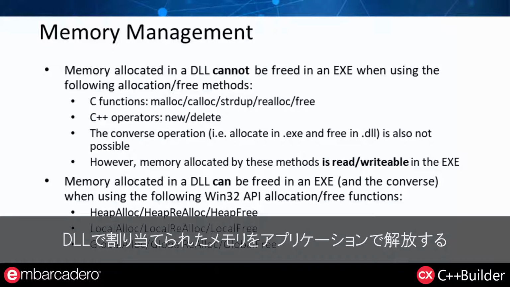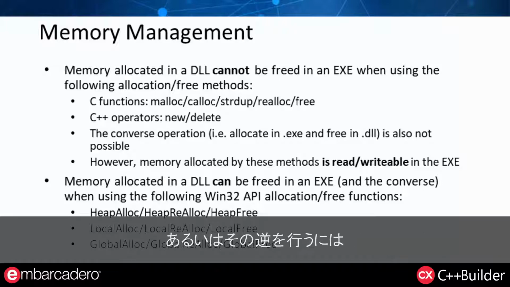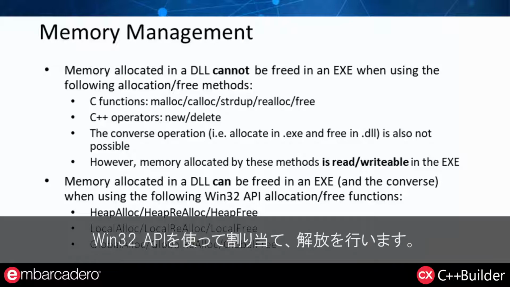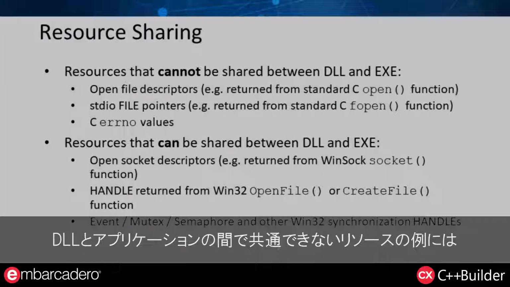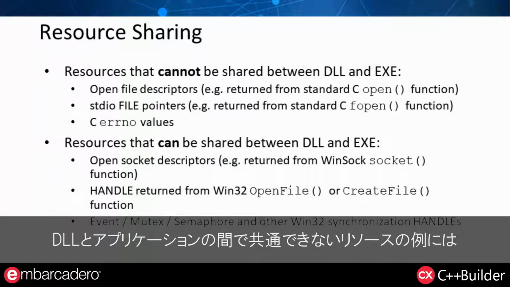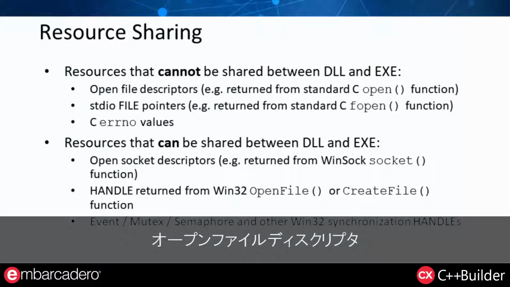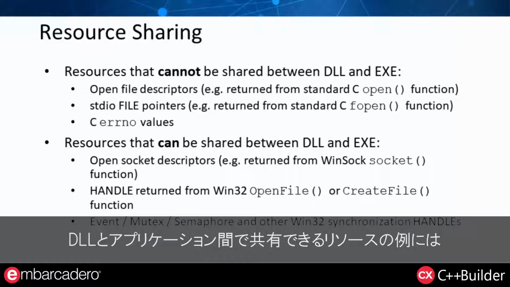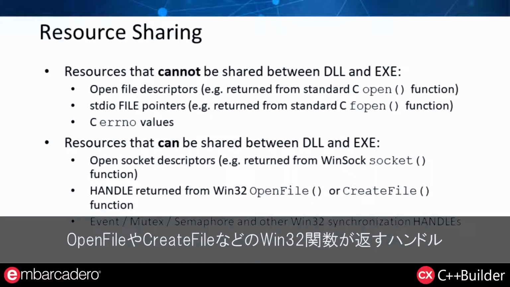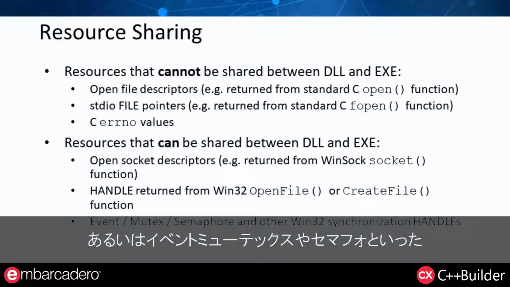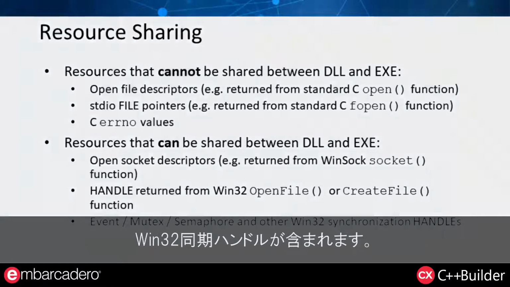Memory allocated in a DLL can be freed in an application or vice versa when using the Win32 API allocation and free functions like heapalloc and heapfree. Examples of resources that cannot be shared between DLLs and applications are open file descriptors, standard I/O file pointers, and C errno values. Resources that can be shared between DLLs and applications include open socket descriptors, handles returned from Win32 functions like openFile or createFile, and Win32 synchronization handles like events, mutexes, and semaphores.